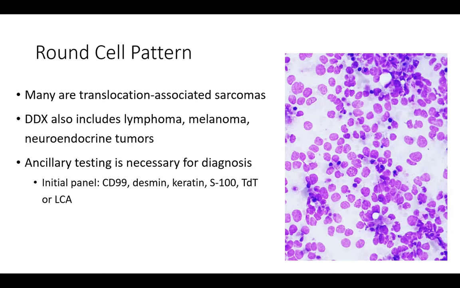And so what I think is at least helpful for separating out a sarcoma from these mimics is doing an initial panel that includes CD99 for Ewing sarcoma, desmin for alveolar rhabdomyosarcoma, keratin for neuroendocrine tumors and other specific round cell tumors, S100 for melanoma, and TdT or LCA for lymphomas.